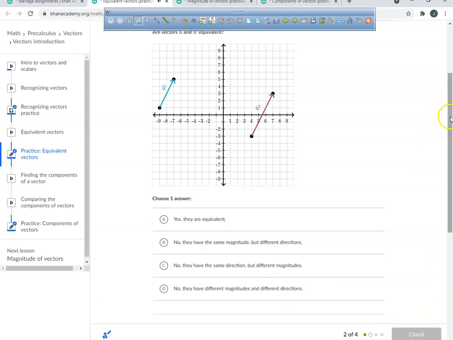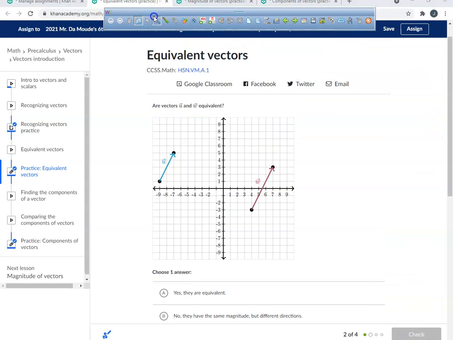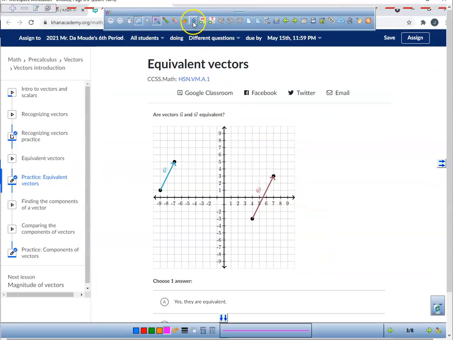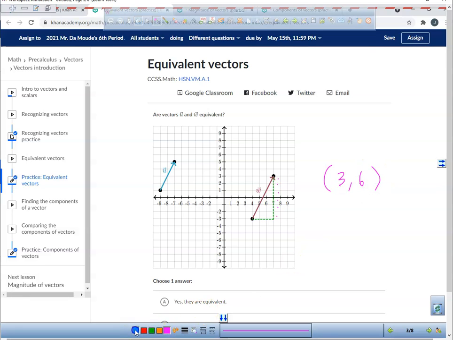Woohoo! All right, let's take a look at these. These vectors are not equivalent. You can clearly see they're not equivalent, but hopefully you guys will see right here. This goes up a certain amount and then over a certain amount. Now you can also, probably better to interpret them left and right than up and down. It goes over 3 and up how much? 1, 2, 3, 4, 5, 6. So this vector goes over 3 and up 6.